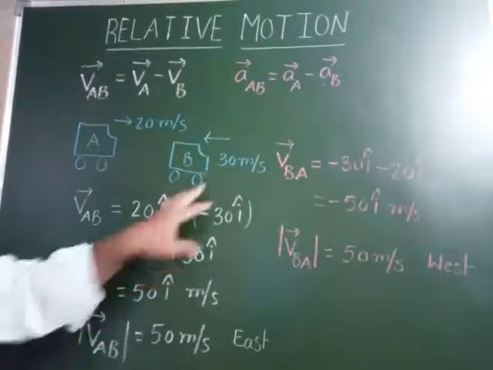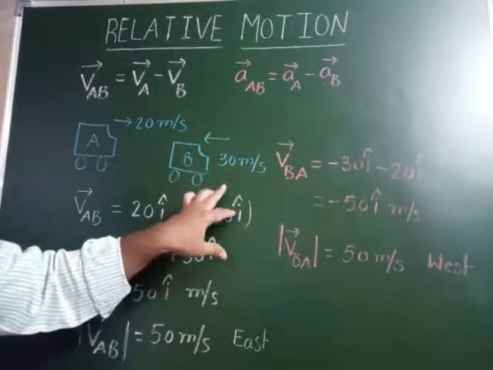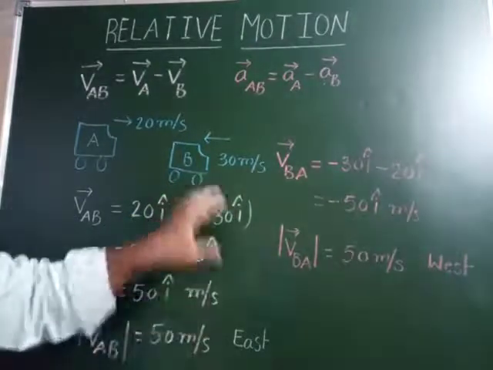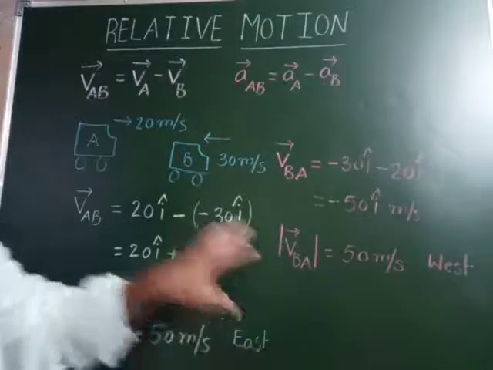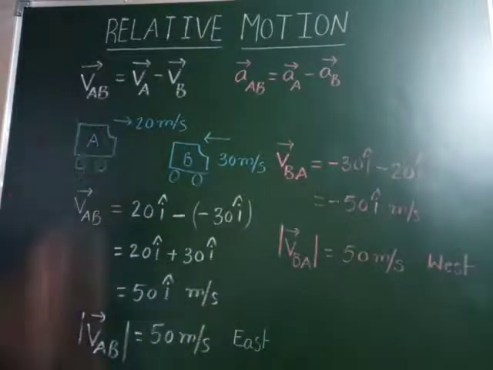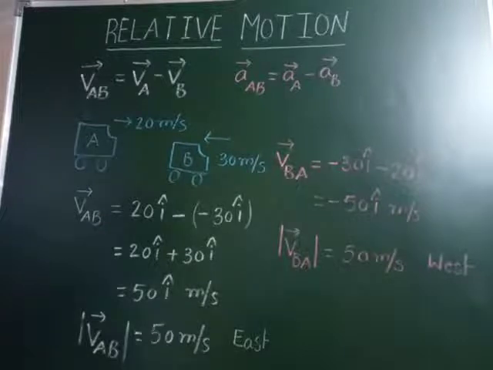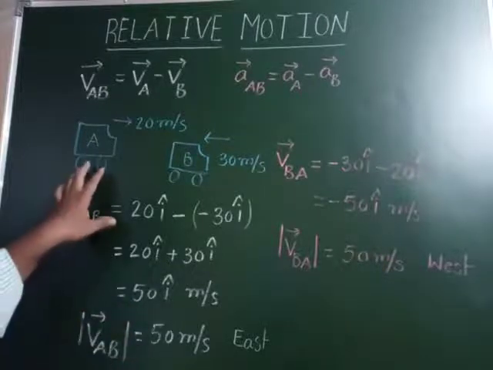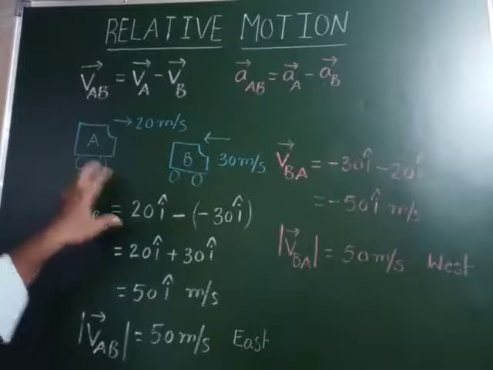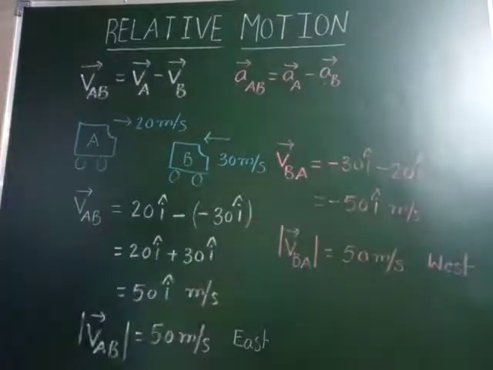Or what about 30 meter per second? 30 meter per second is for the ground observer. 50 meter per second is for the observer sitting in car A. So that's why this is said to be a relative velocity. One person gives one value, and with respect to another person comes another answer. With respect to car A, velocity of car B is 50 meter per second. With respect to the ground observer, velocity of car B is 30 meter per second.